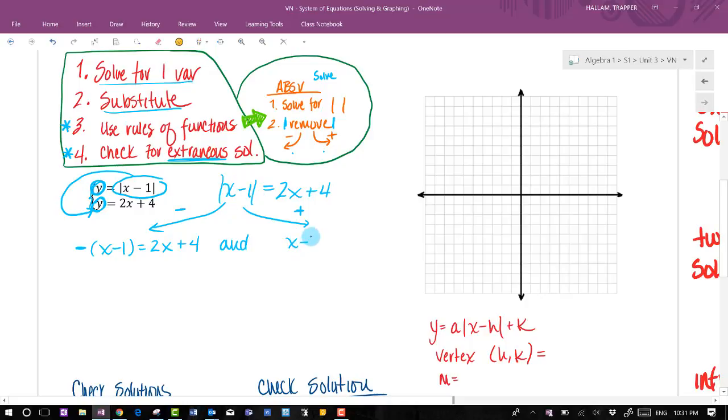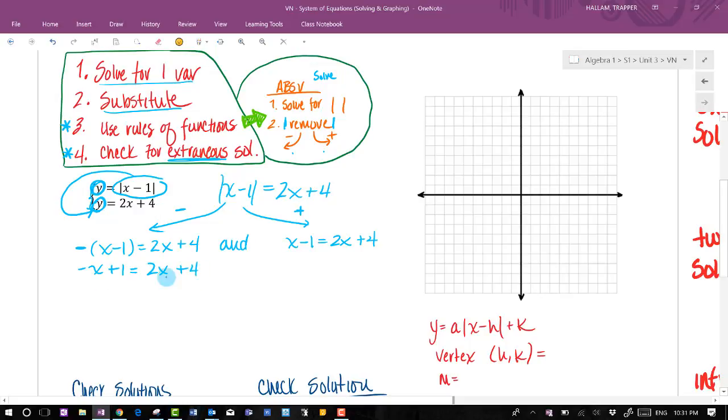So that's going to be x minus 1. We don't need parentheses because positive 1 is not going to change it when we multiply, equals 2x plus 4. We're going to solve both of these. In this case, I can distribute the negative or divide it. I'm going to go ahead and distribute it, so I'm going to end up with negative x plus 1 equals 2x plus 4.